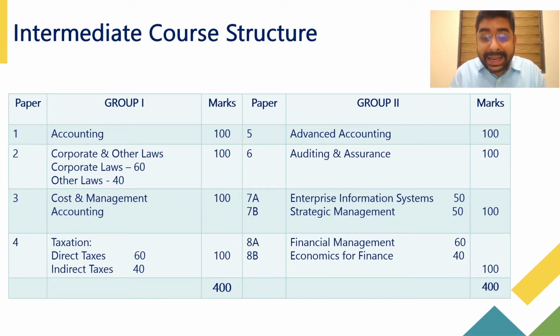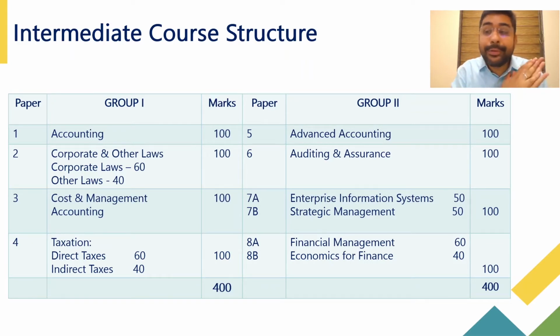And then you have paper 8, which again has two parts. 8A is financial management, 60 marks. Again, you've not really done FM in CA Foundation. And then there is 8B, which is economics of finance, 40 marks. Of course, you have some base of economics in CA Foundation, but this is a lot of macroeconomics. So that again totals to 100 marks. So that's the way you have to do two groups of 400 marks each. It's a humongous syllabus.